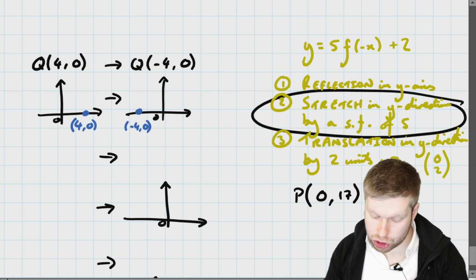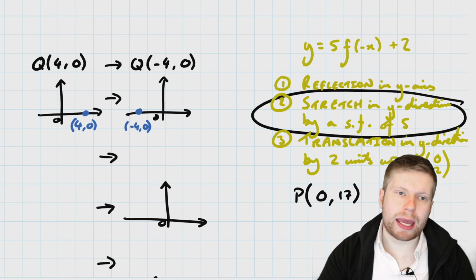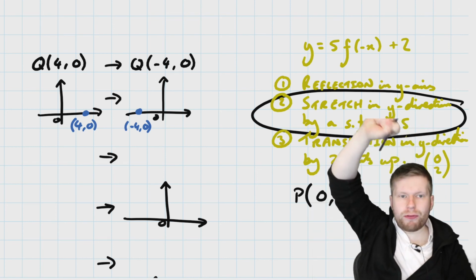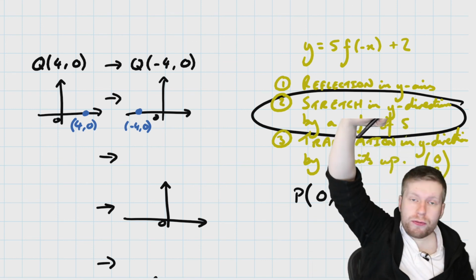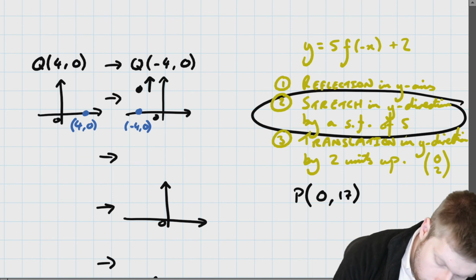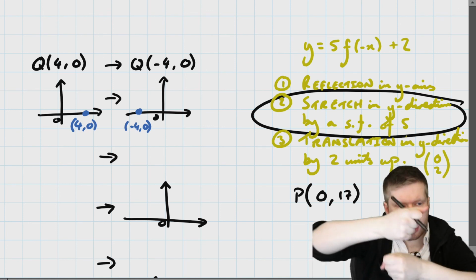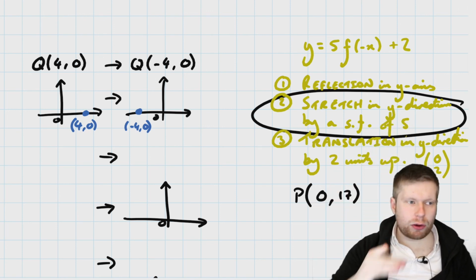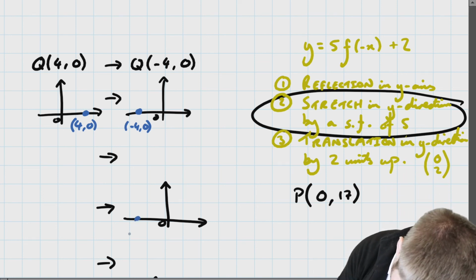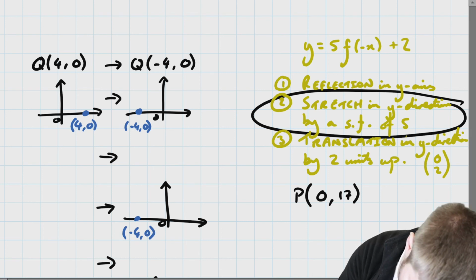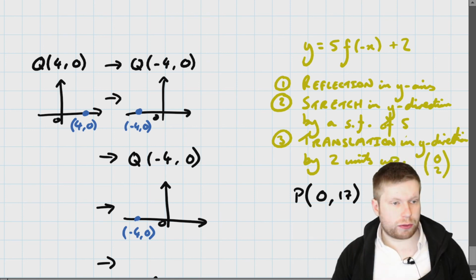Next transformation is a stretch in the y direction by a scale factor of 5. Well, are you happy that if I stretch in the y direction, I've said before that anything that's sitting on the x-axis won't move. Anything off of the x-axis will move. So if there's a point up here, for example, it will move. But in this case, Q won't move because it's literally sitting on the x-axis. That's the kind of equilibrium point. So anything sitting on the x-axis will not move. Therefore, after I've applied my next transformation, Q will remain sitting here at negative 4, 0. So far it hasn't changed from the last transformation.